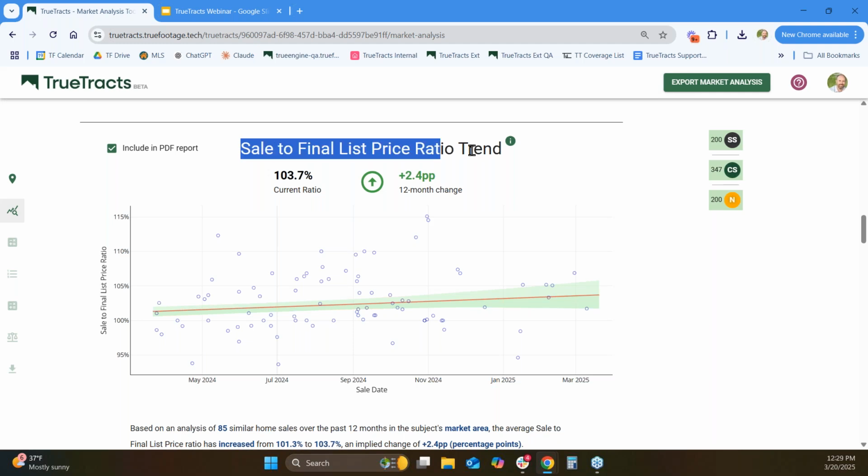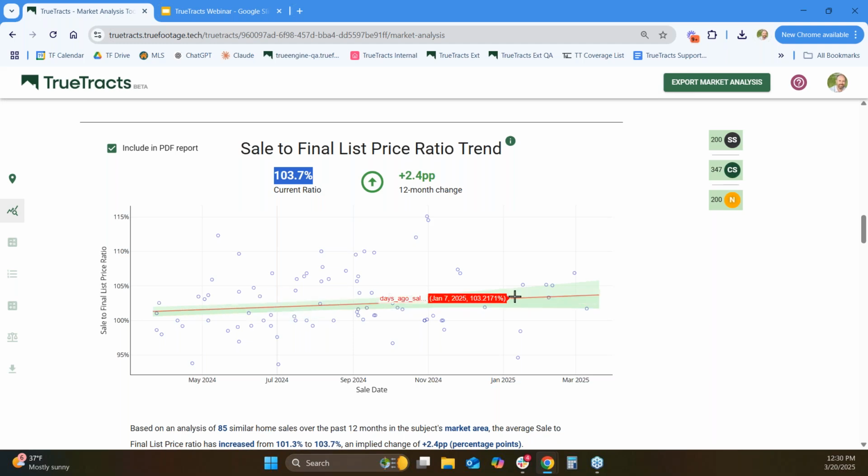We have sale to final list price ratio. This is awesome to adjust your pending sales and your contingents. If you're using a pending or a contingent as comp 5 or 6, what this is telling us in this market, properties are selling on average 103% of what they were last listed for. This is a hot market, which is why prices are going up. There's bidding wars. I actually talked to the appraiser, Kathy, who works in this market, and she said, absolutely, everything's a bidding war in her market. And so you can predict what your pendings or your contingents are going to sell for using data instead of just rules of thumb or guessing.